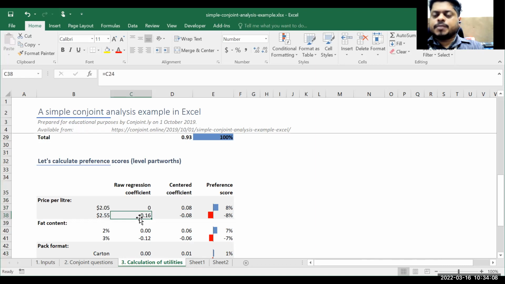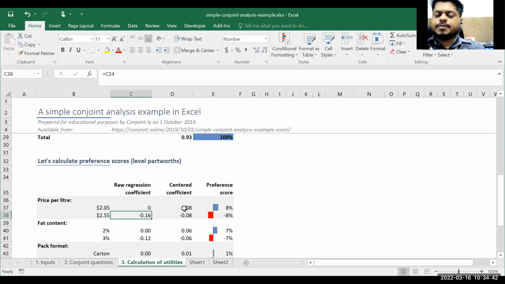So here, what does minus 0.16 mean? In comparison to the base level, which is zero, that is $2.05, the impact of $2.55 is 0.16 less, that is negative, basically reducing your choice, because what we are trying to predict is whether a person will choose a product or not. So in comparison to the $2.05 product, $2.55 is 16%, 0.16 less, right? So this is what they've done.